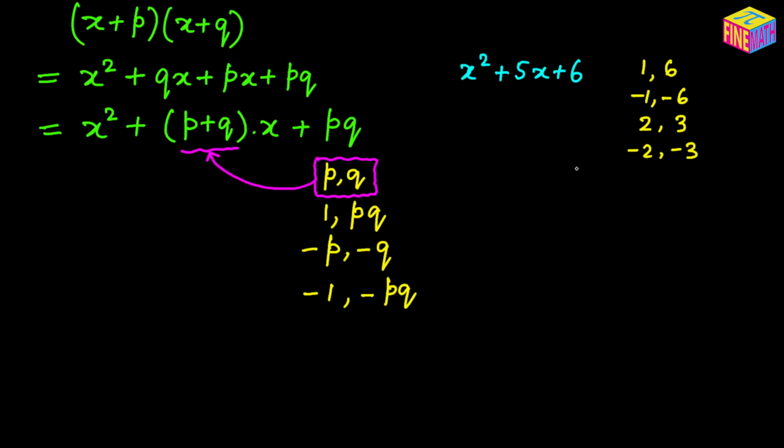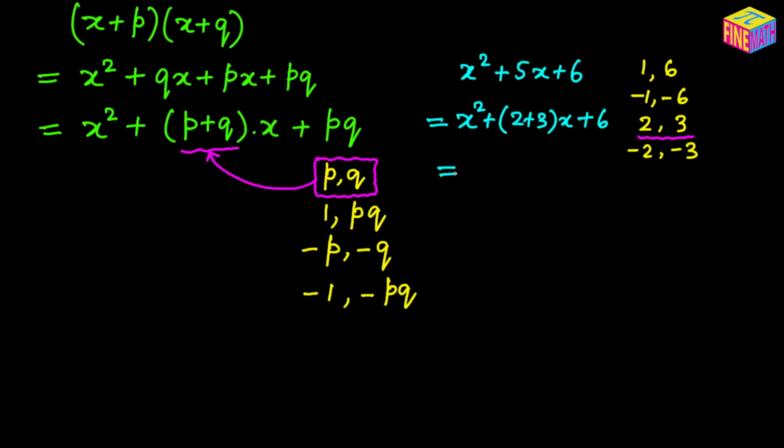Now from here, we have to pick a suitable combination which will give us 5 when we take their algebraic sum, meaning whose algebraic sum would be positive 5. As you can see, the only combination that I can see here is the third one. This combination will give us 5 if we do the algebraic sum of the factors, right? So can we write it like this? I'm going to write this as x squared plus, in place of 5, I'm going to write 2 plus 3, times x plus 6.